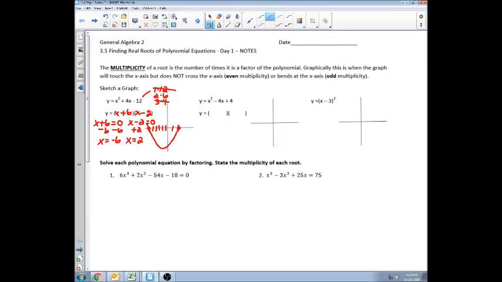So it would cross somewhere in there. It's going to bounce down here somewhere. My graph would look something similar to that. So in this case, the graph only touched negative 6 once, so I'd have a multiplicity of 1. It only touched x equals 2 once, so I have a multiplicity of 1 for that as well. All right. Now, on to the next problem.